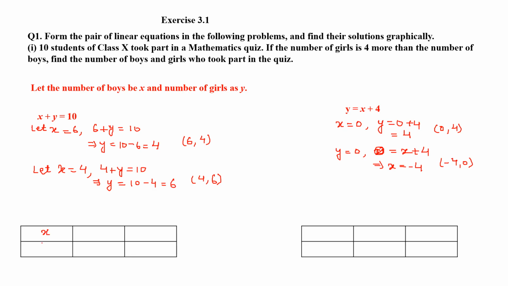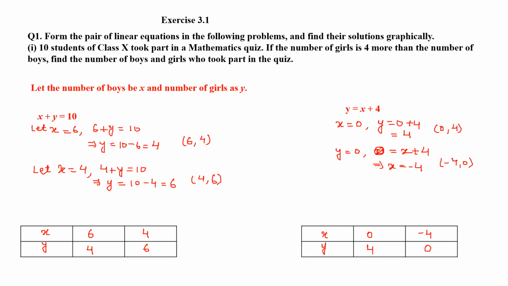Okay. So now let me write in a form of a table. So x and y coordinate. First I got x as 6, y as 4. Then I got x as 4 and y as 6. This is for the equation x plus y equal to 10. Now for the other equation, when x is 0, I got y as 4. And when x is minus 4, I got y as 0.